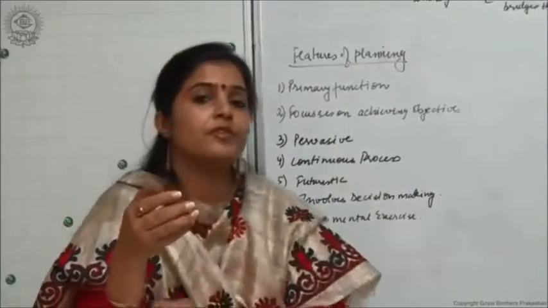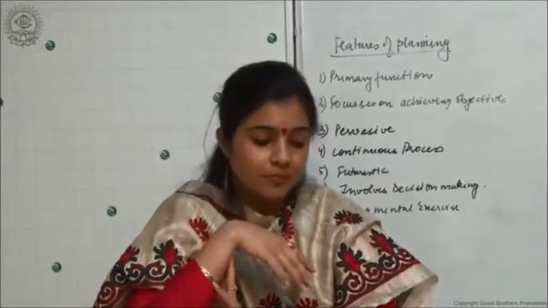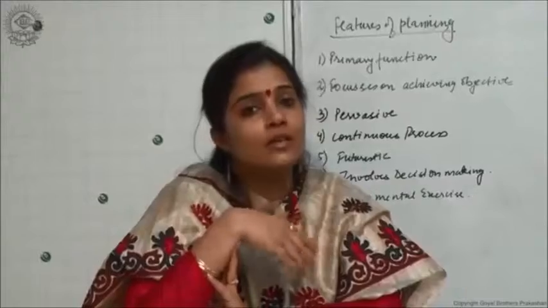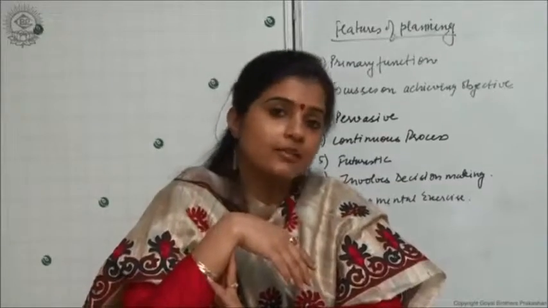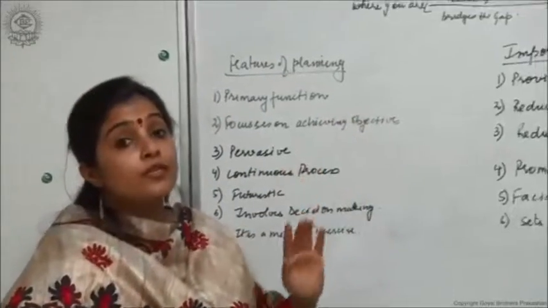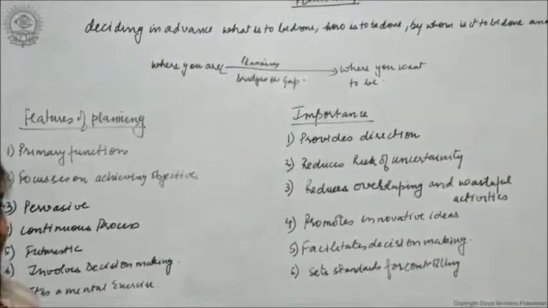After having given you a brief introduction about the different functions of management in the first chapter, the 5 functions of management that we spoke about were planning, organizing, staffing, directing, and controlling. Now let us know a little more about the first and foremost function of management, that is planning.